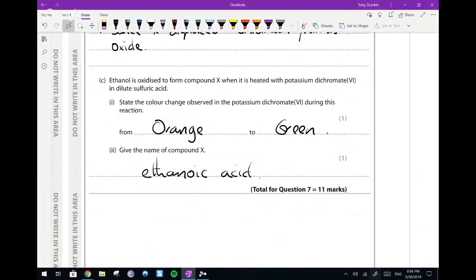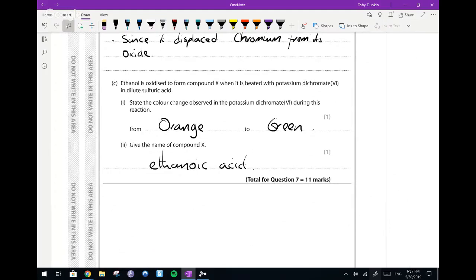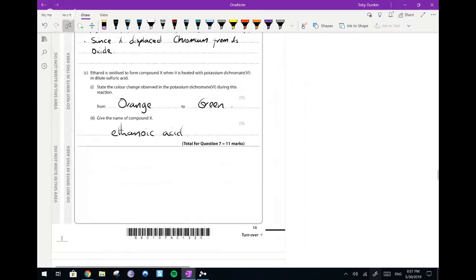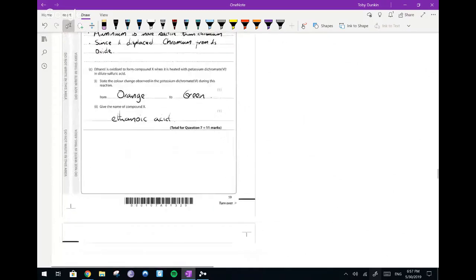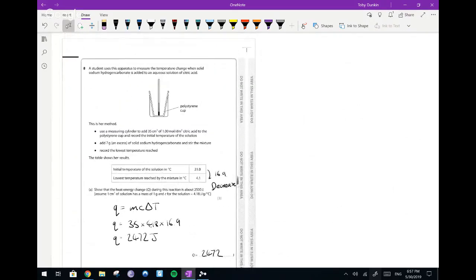Next, ethanol is oxidized using potassium dichromate. Guys, another prediction. I'm predicting them to talk about this oxidation of alcohol. This is relatively new, and there's 2 methods for doing it. Leave it open to air, or use potassium dichromate, which changes from orange to green. Do a little bit of revision on this section. Name of compound X. So the ethanol turns into ethanoic acid. This is talking about how we make vinegar. I'll add a little bit more on that later.